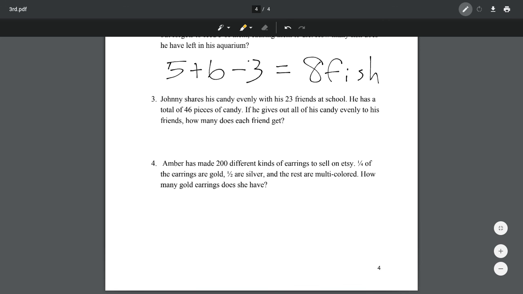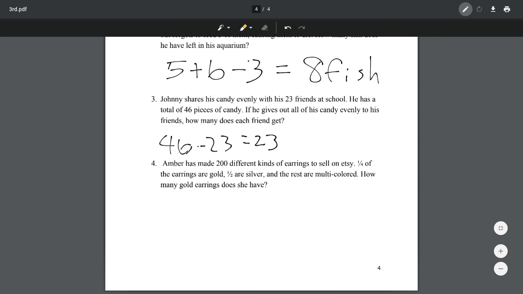Number 3, Johnny shares his candy evenly with his 23 friends at school. He has a total of 46 pieces of candy. If he gives out all his candy evenly to his friends, how many does each friend get? So he's not getting any candy, but only his 23 friends. So if we were to give each of his friends one candy first, then it would be 46 minus 23. That would be equal to 23.